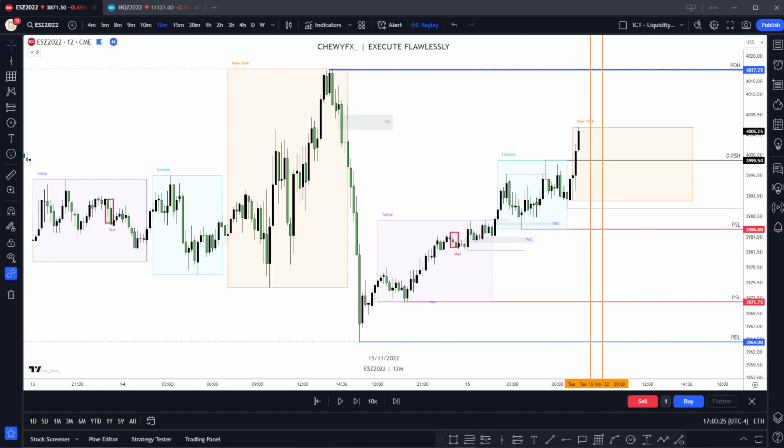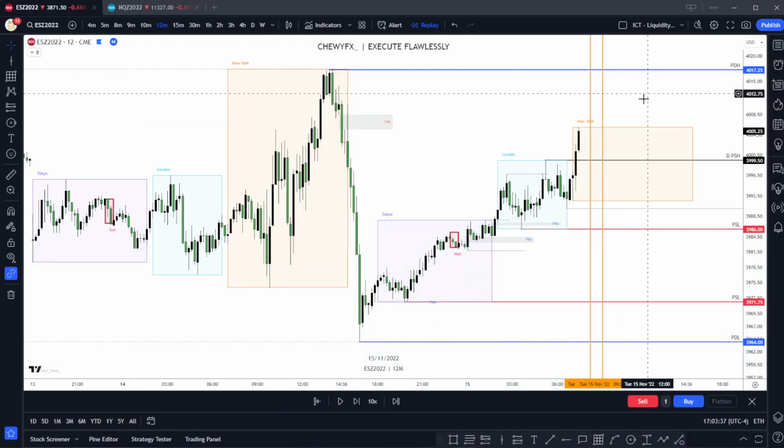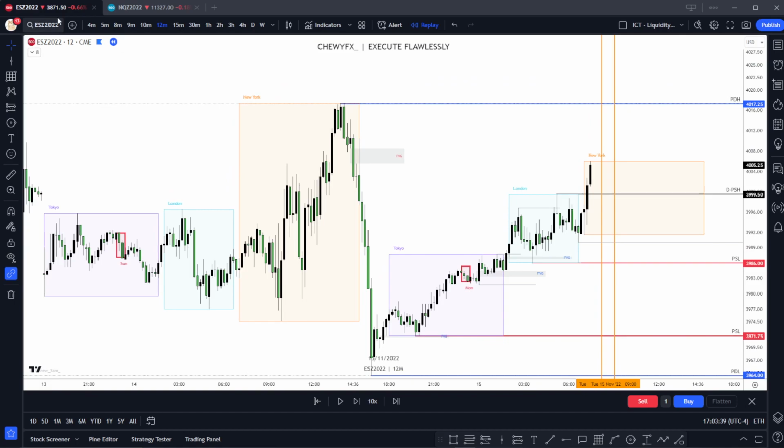Okay, and then FOMC Cook and FOMC Bar, and then we have G20 meetings. Okay, you know what? This might actually be a kind of risky day, but we will just take note of just the PPI for now and then see what happens.